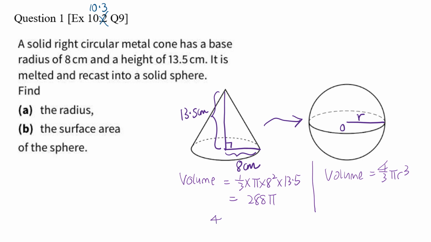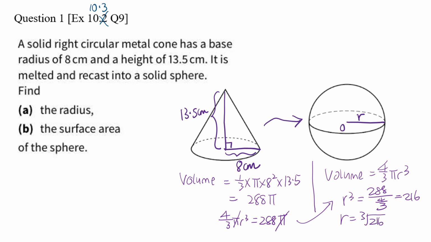All right, so we have 4/3 pi r cubed equals 288 pi. Just cancel away the pi like that. So you have r cubed, divide both sides by 4/3. So 288 divided by 4/3. You use your calculator to work it out. You have 216. So the cube root of 216 is 6. So the radius is 6 centimeter. That's part A. Then part B, the surface area of the sphere.